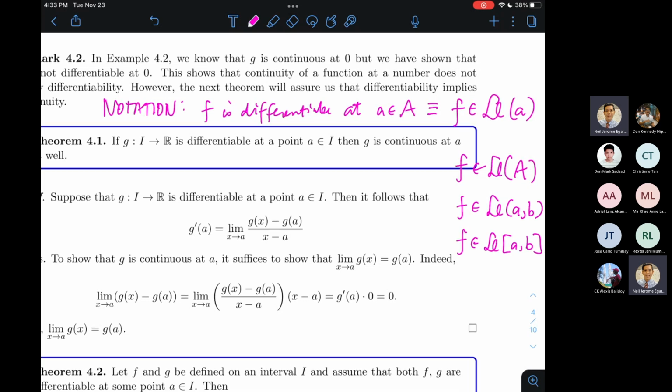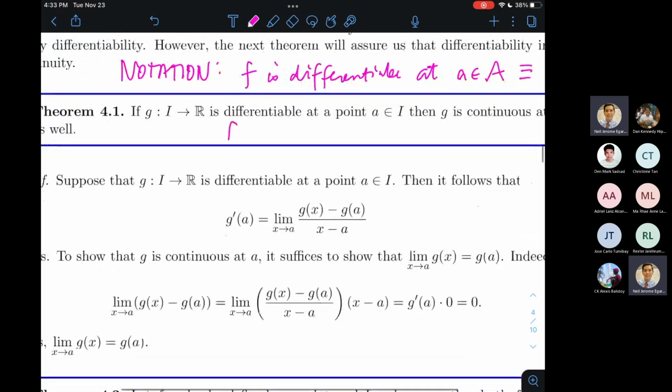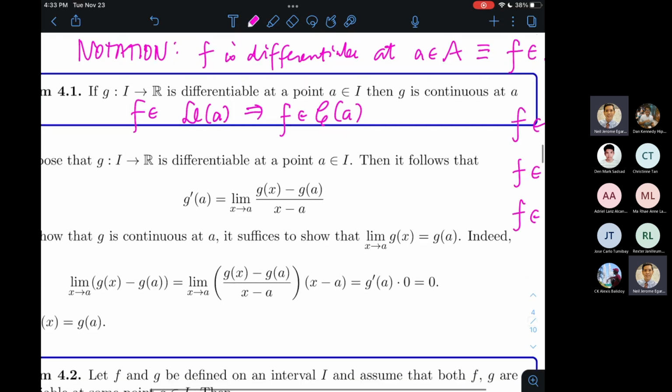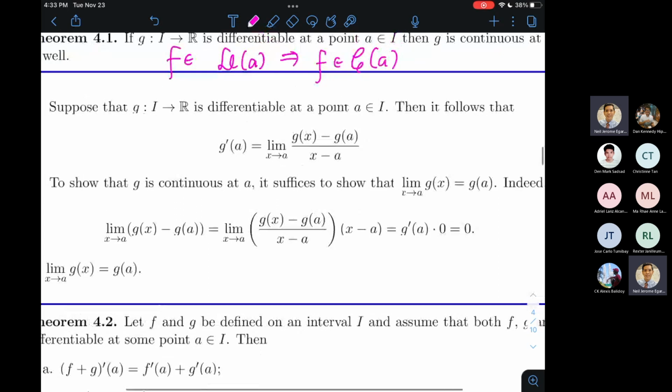Okay? So basically here, what we're trying to prove is being a member of curly D at A, or being differentiable at A, implies continuity at the number A. Right? So the trick here is, knowing that the limit of the difference quotient exists, we want to get from there a statement that the limit of f as x approaches a is equal to f of a. All right? So yun yung gusto nating ipakita. Right?